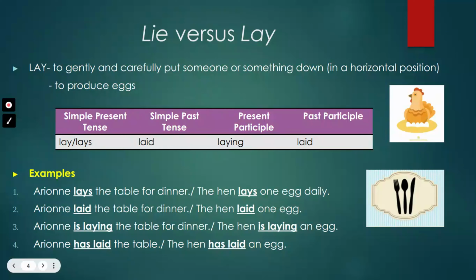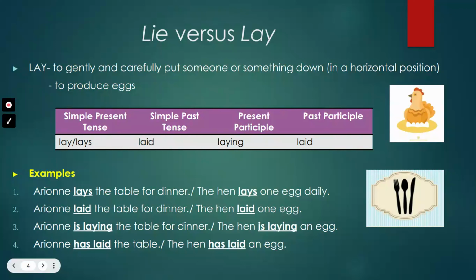Ariane lays the table for dinner. And I also have to demonstrate the second meaning. The hen lays 1 egg daily. So we see the use of the verb to lay in the simple present tense to convey both meanings. Number 2, Ariane laid the table for dinner. The hen laid 1 egg.